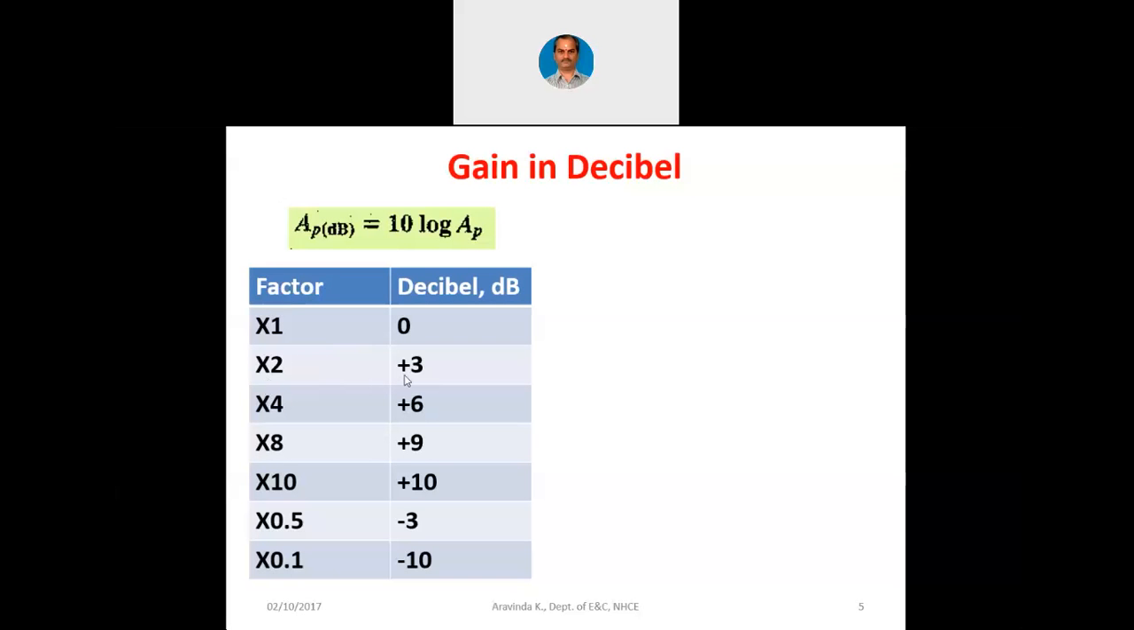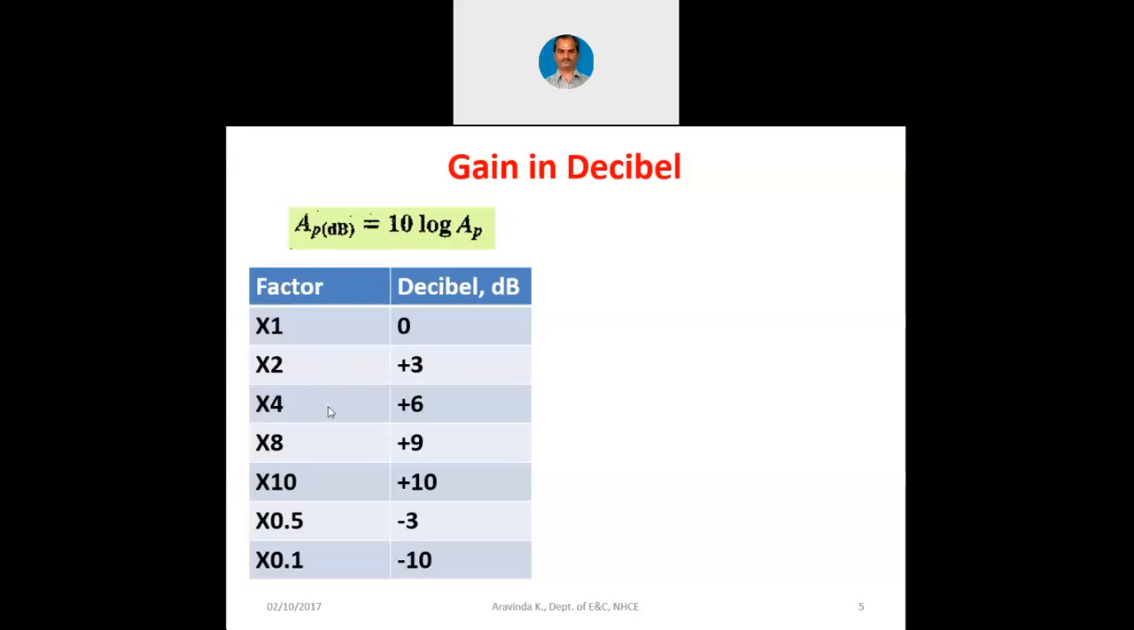If it is into 2, then it is plus 3 dB. Why? It is 10 log AP. If the multiplication is twice, then we get 2 here. Log 2 to the base 10 is 0.3010, right? Imagine the output power is 2 watts, input power is 1 watt. Then it is 2 by 1, which is 2. Log of 2 is 0.3010. 0.3010 into 10 is 3.010, and that 0.010 can be ignored. Now we say, if the output power is double that of input power, then it corresponds to plus 3 dB power gain.